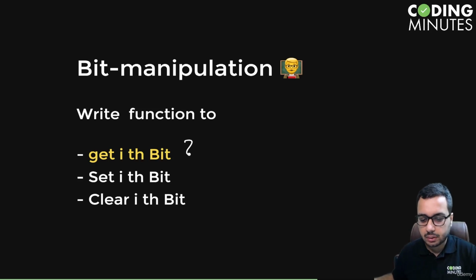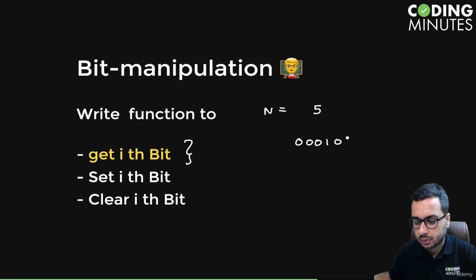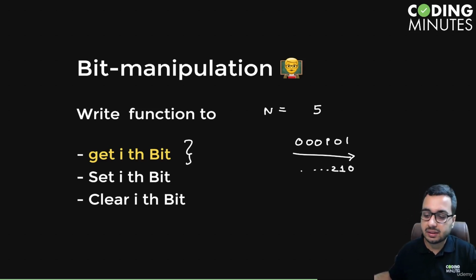Let's say we want to get the ith bit of a number. For example, let's say the number is 5, and in binary it would look something like this: 0 0 1 0 1, and the numbering of bits that I'm going to do is from the right. So this is the 0th bit, this is the first bit, this is the second bit, and so on. If I say okay, give me the second bit, then I'm talking about this bit. I want to check the value of this particular bit.